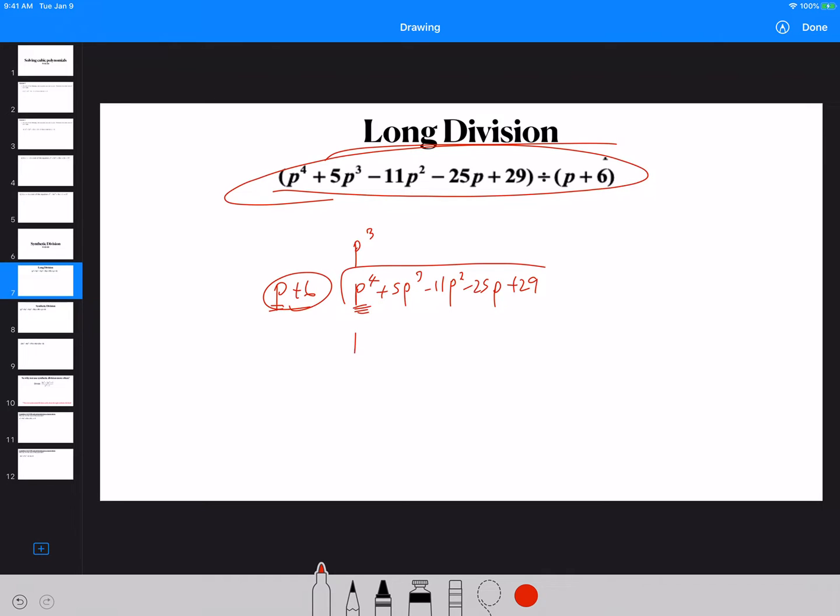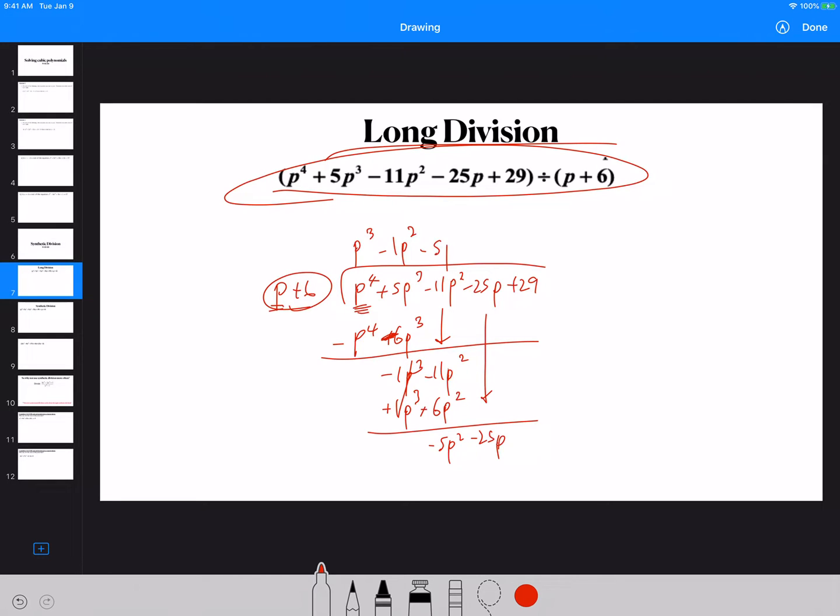You would write p cubed, p fourth plus 6p cubed. Subtract these two, then it will be minus 1p cubed because this would be a minus sign instead. Bring down the minus 11p squared, and so that will be minus 1p squared. Minus 1p cubed minus 6p squared, and convert these both into pluses. This would be minus 5p squared.